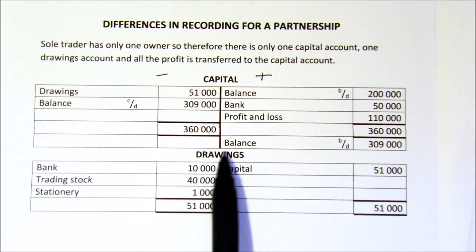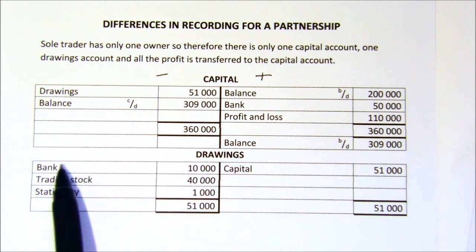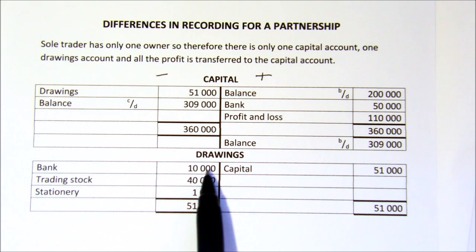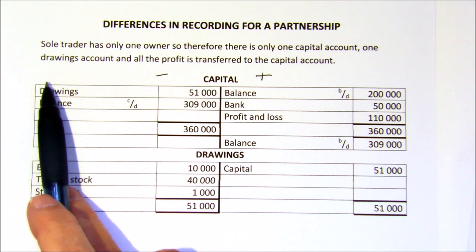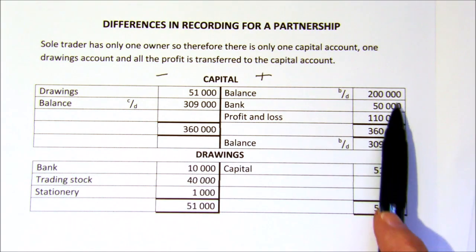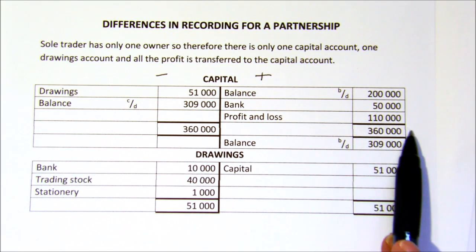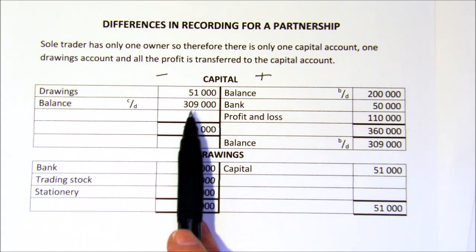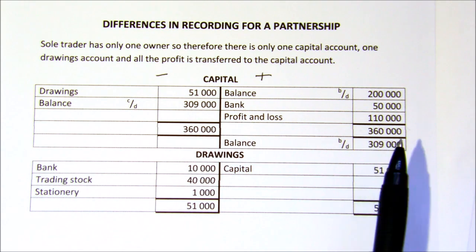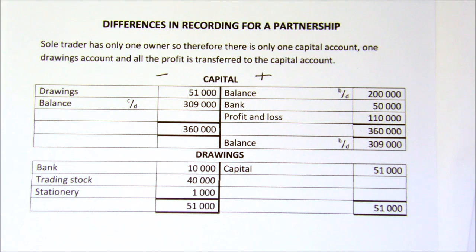As always, you'd keep a drawings account with any drawings he took, whether it's cash, trading stock, or stationery. And then at the end of the year, that gets closed off to your capital account. So although this person had 360,000 in his capital, he's taken out 51, and he'd have 309 left over. Now that's what you've been doing up to this point.